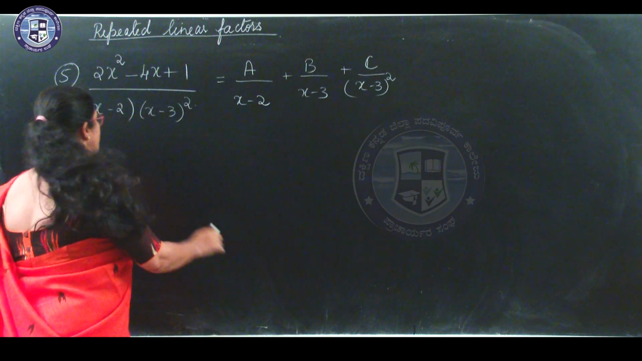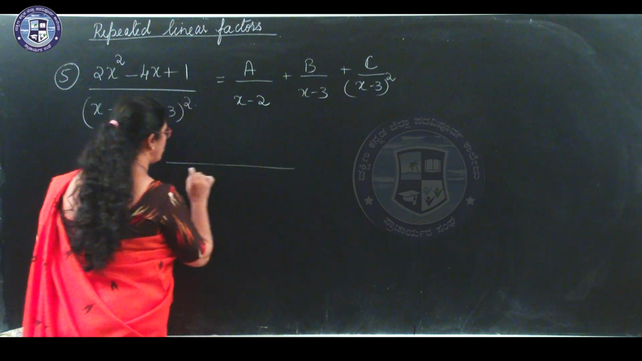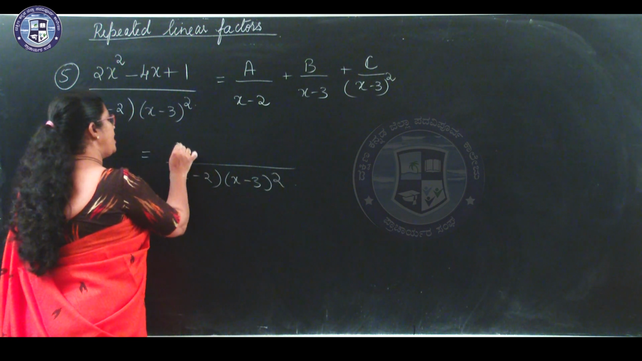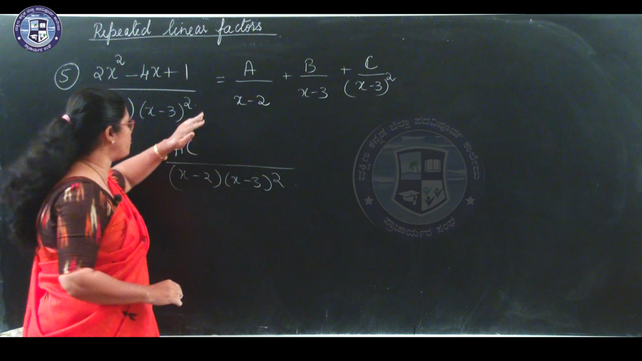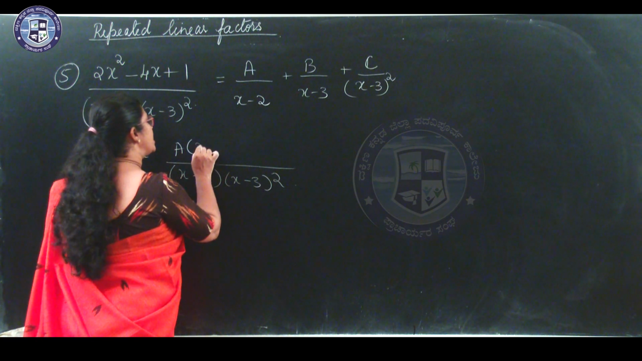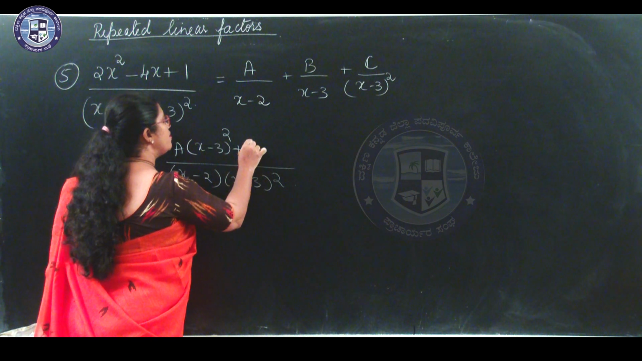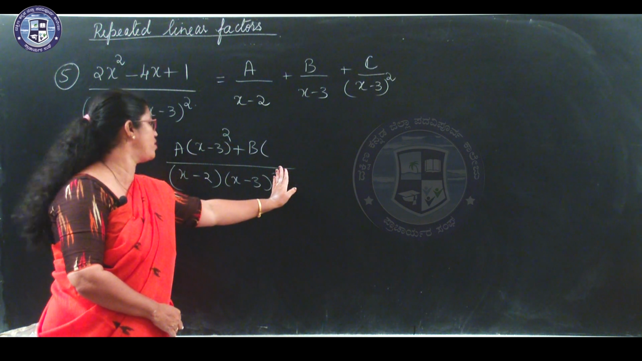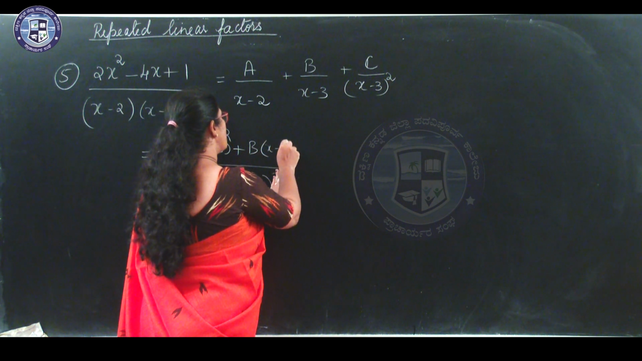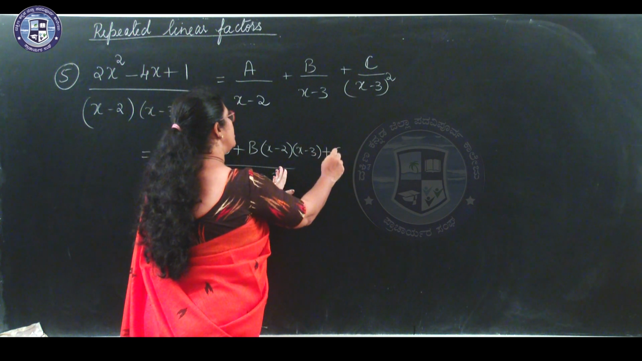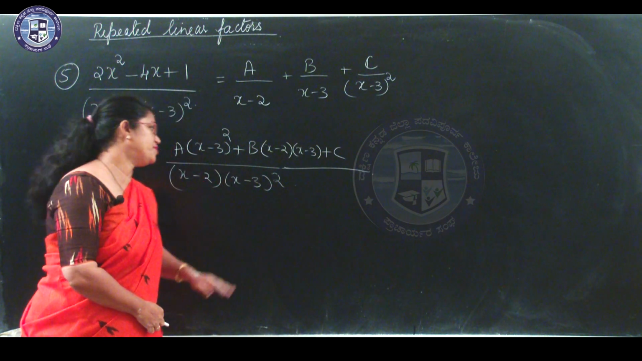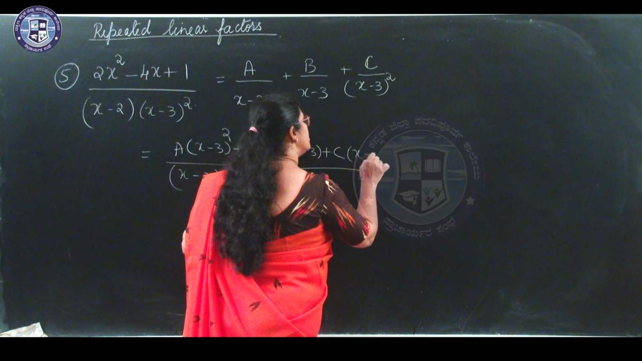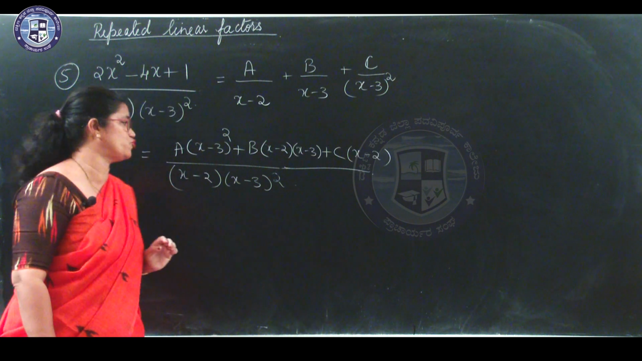Now take the LCM. When I take the LCM I get denominator is same as the question, a into x minus 2 is there for a, so close it. What's not there is (x minus 3) the whole square, plus b into, denominator has only one factor, so I need one more and I need x minus 2. So (x minus 2)(x minus 3) plus c into, denominator has (x minus 3) the whole square. What's not there for c is x minus 2.